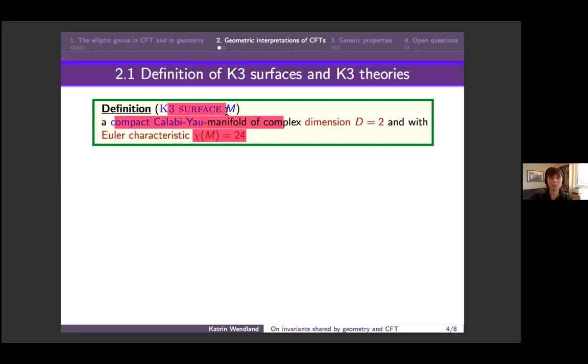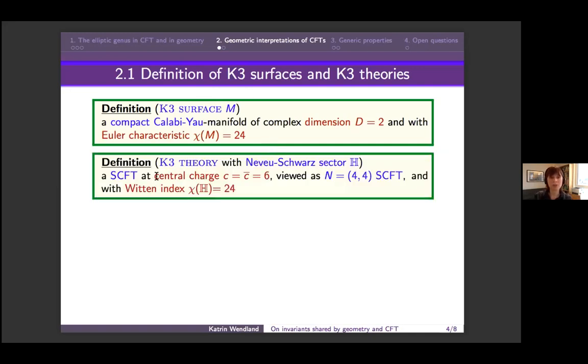So here I'm kind of picking the parts of that result that make the definition look easy, but the definition doesn't really make a lot of sense unless you know that there are not very many cases of complex two-dimensional Calabi-Yau manifolds. Yet we can use this insight from geometry and just copy it in conformal field theory to say which conformal field theories we want to be interested in. Those are the so-called K3 theories. By definition, these are superconformal field theories of the type that I introduced two transparencies back. Now I'm fixing the central charge to be 6 on the left and on the right. That's the analog of fixing the dimension up here. And I'm fixing the Witten index to be 24. That's the analog of fixing the Euler characteristic.